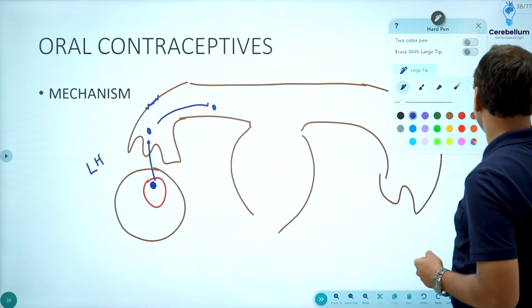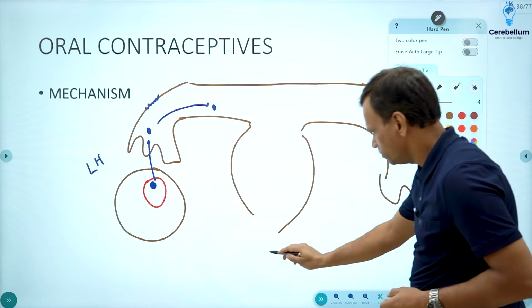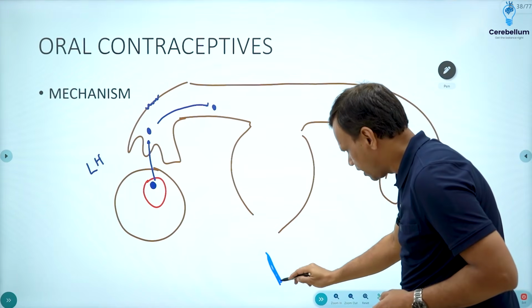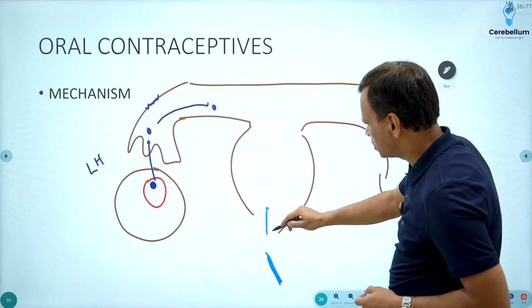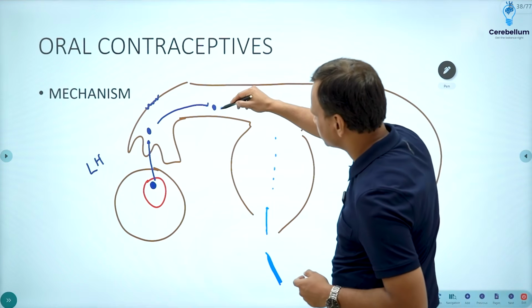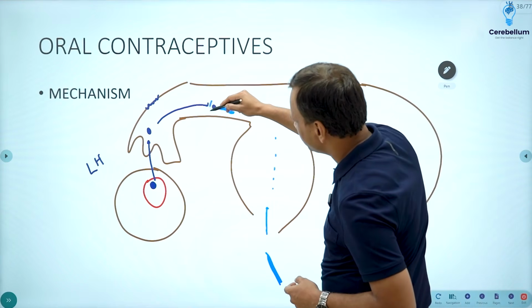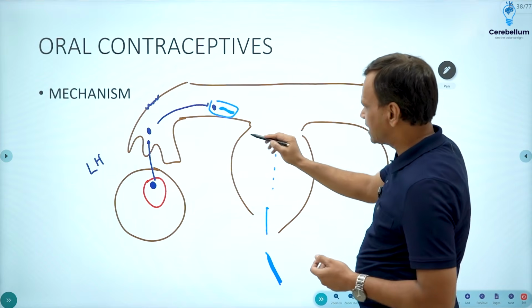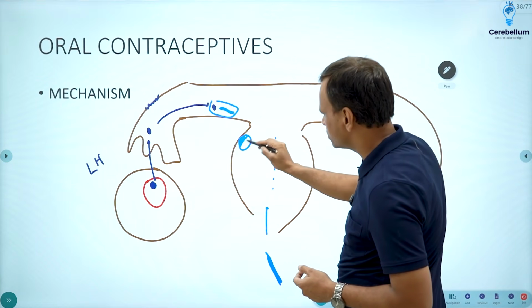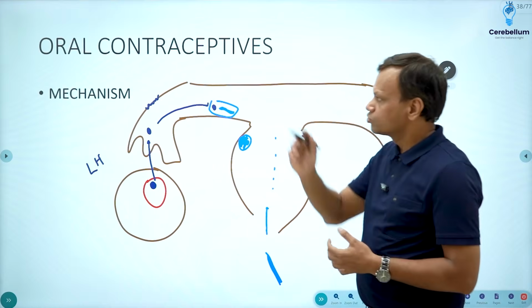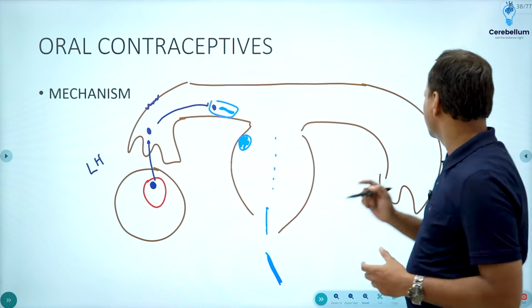Then the sperm is coming from the uterine side. After copulation, it comes here. So through the cervical mucus, it will penetrate and reach here. So sperm and ovum meet, they will form a zygote, and that zygote is implanted in the uterus where the pregnancy will proceed. So oral contraceptives inhibit these processes.